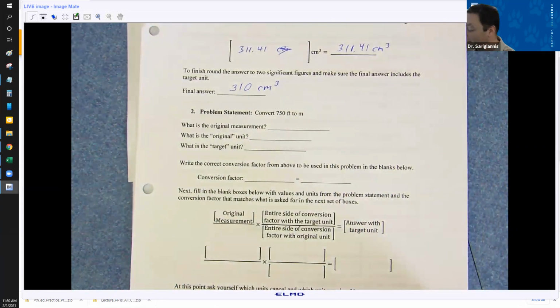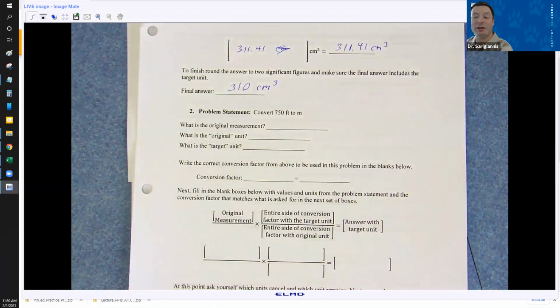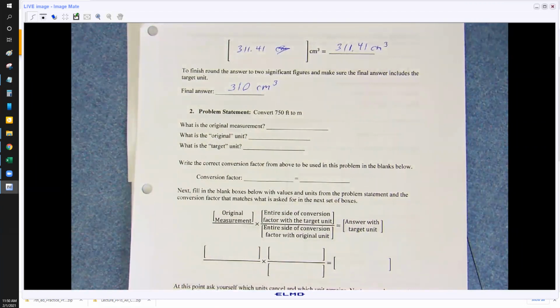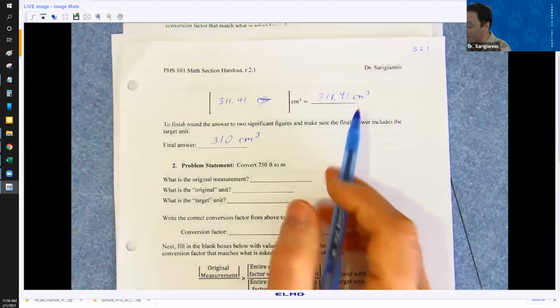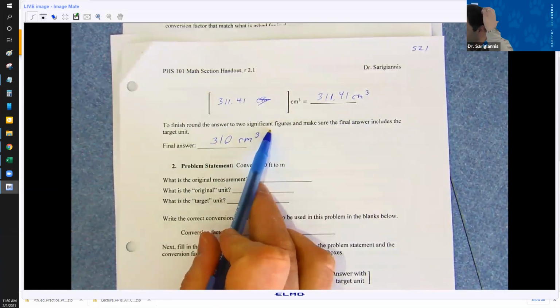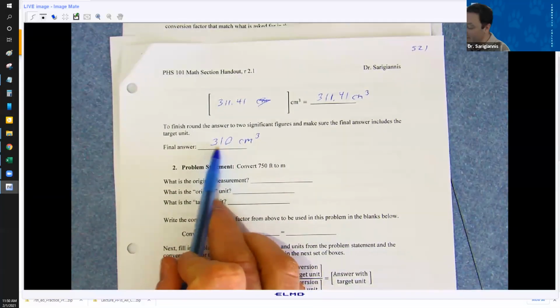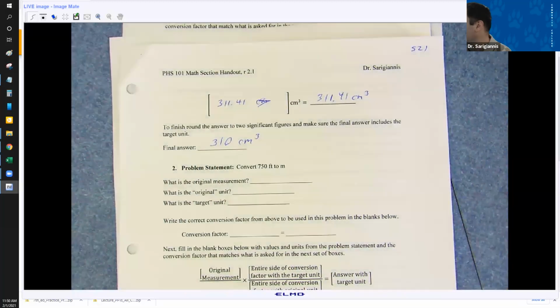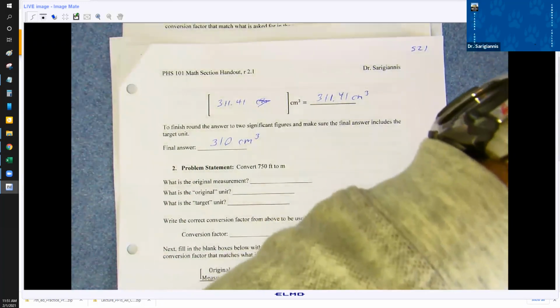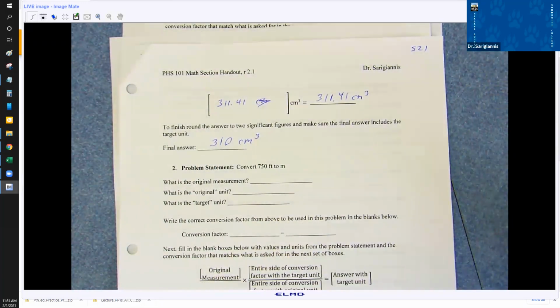Before Wednesday, just go through the next 2 problems, 2 and 3, and I'll walk through them again on Wednesday, but it'll give you an idea. Try it out yourself, see what you're getting. Someone asked about 311: yes, it was 311 up here, but we're rounding to 2 significant figures, so now we're using significant figures in our measurement. 310, yep. So go ahead and take a look at the next 2 problem statements, 2 and 3, and then we'll do some more conversion problems.